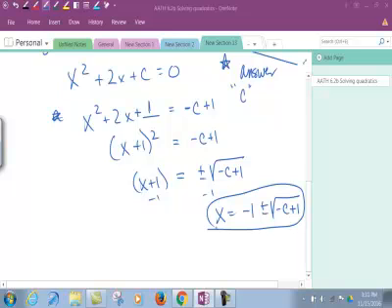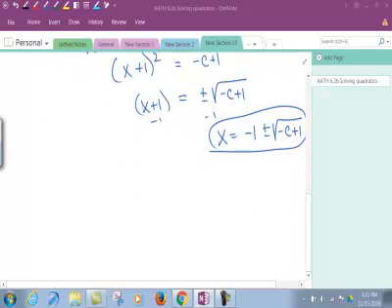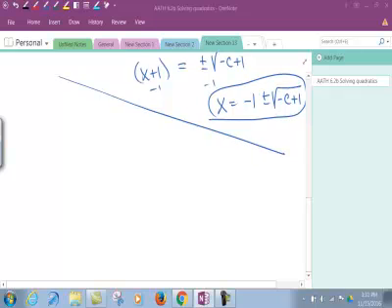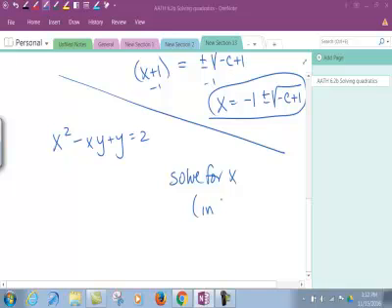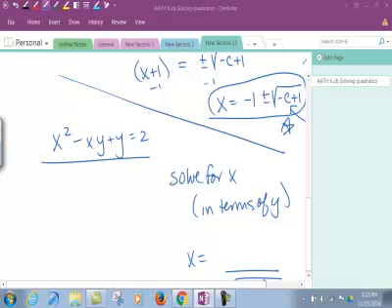Those are just a couple of examples of completing the square that can get more challenging. Let's now look at a quadratic formula problem that's trickier. The example I want you to look at is x squared minus xy plus y equals 2, and your job is to solve for x, in terms of y. Just like up here, when we couldn't get that c to go away, when we're done here our answer will be x equals, and there'll be a y in my answer.